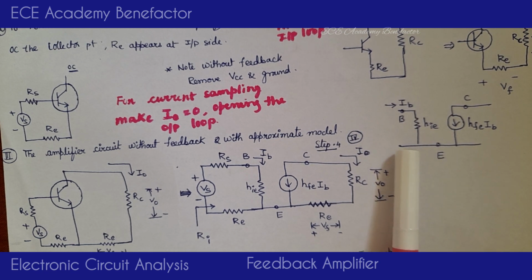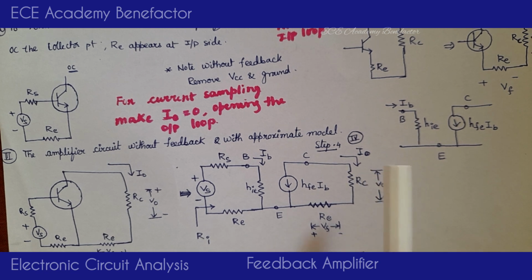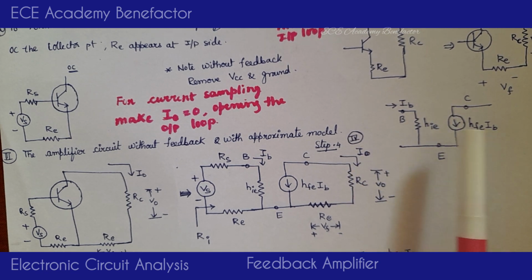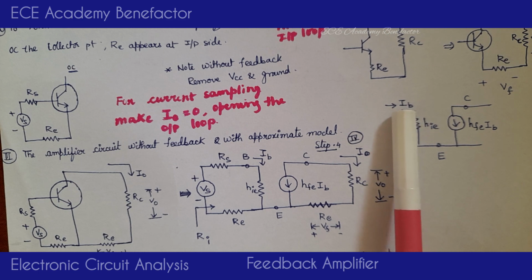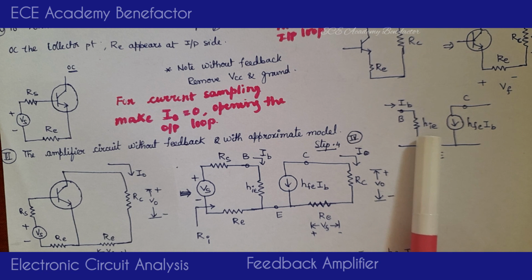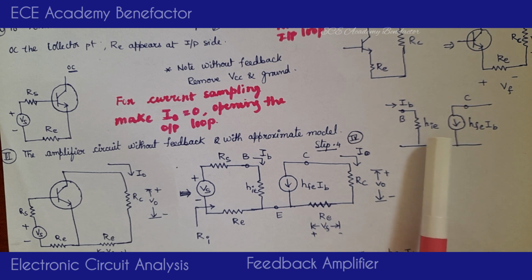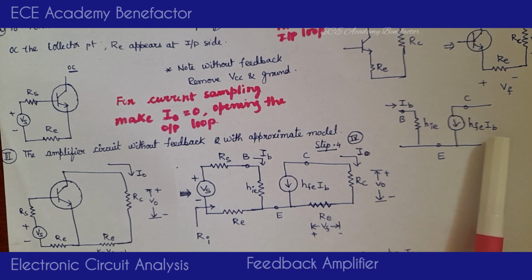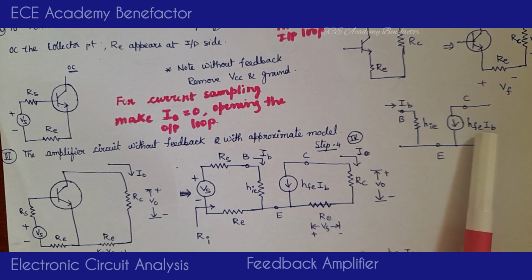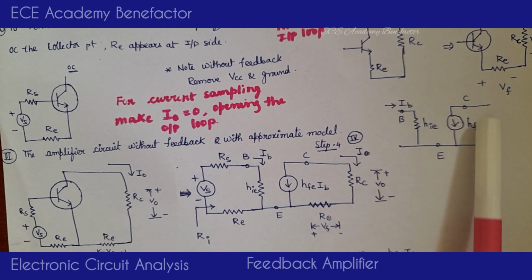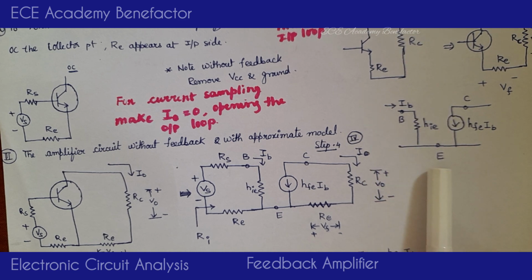How to draw the approximate H model? What is the name of the configuration here? It is a CE amplifier, so the emitter point is common to the input side and the output side. We have taken the three terminals: base, emitter and collector. As it is an approximate model, we are using only two H parameters: HIE at the input side, and HFE IB, that is the base current, HFE IB as the output current at the output side. This is known as the approximate H model of the transistor.